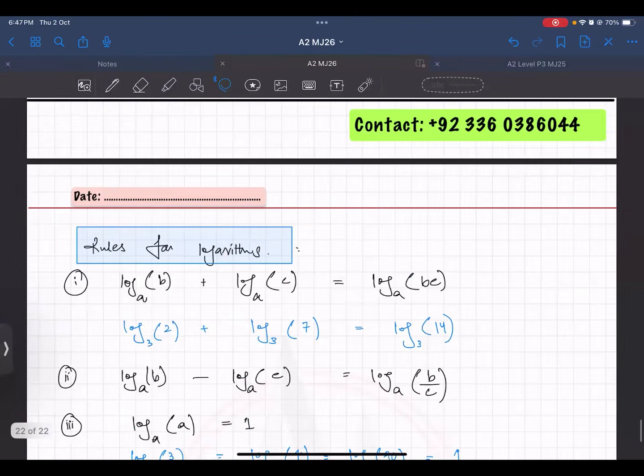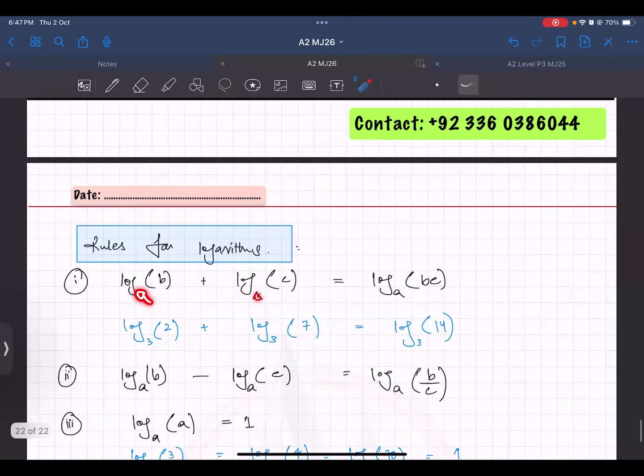So look at the first one. You can see that the bases are the same. There are two logs with the same base a, and they are adding. When this happens, you can multiply the insides. B and C multiply. The base still remains a, but the insides of the log multiply.